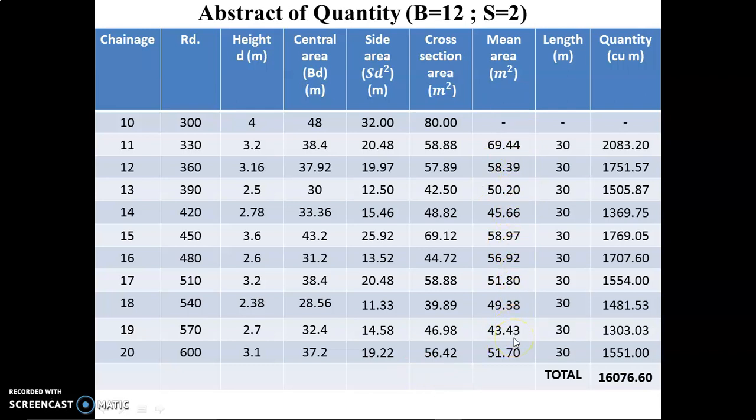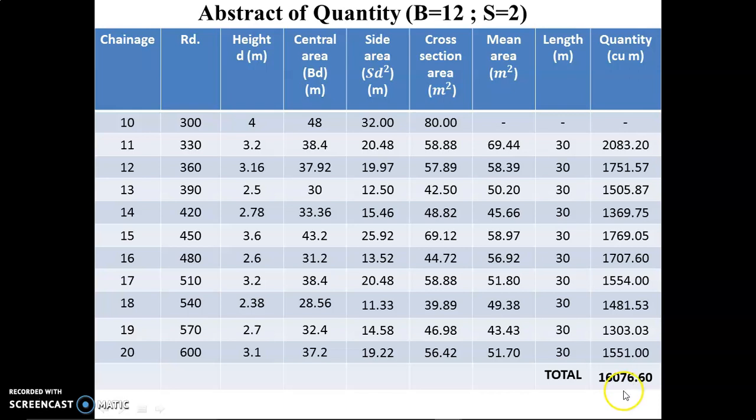Now we have to multiply with length for finding the quantity of earthwork, and we know that the difference between one distance and the next is 30 meters. It means we construct a 30 meter length of road at a time. So we multiply with 30 and we get 2083.20 as a quantity, 1751.57 as a quantity. These are the quantities at different distances of the road. So total earthwork is 16076.60 up to 600 meters, or up to the 20th chainage.